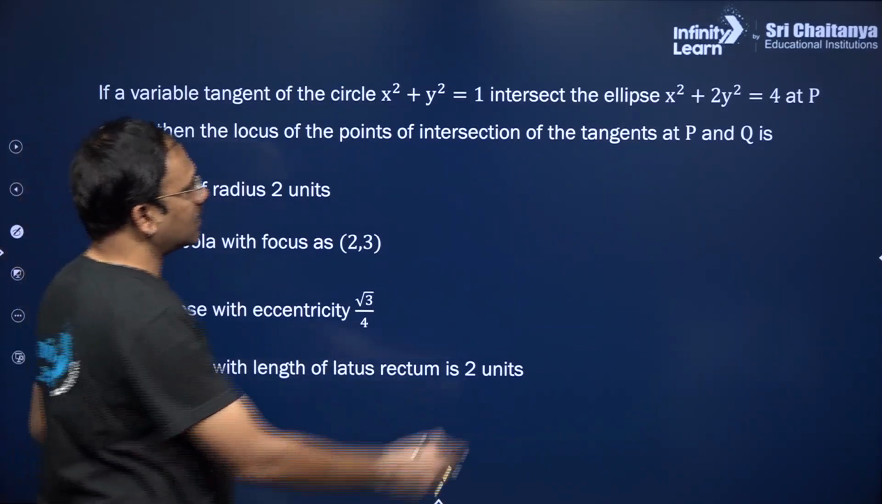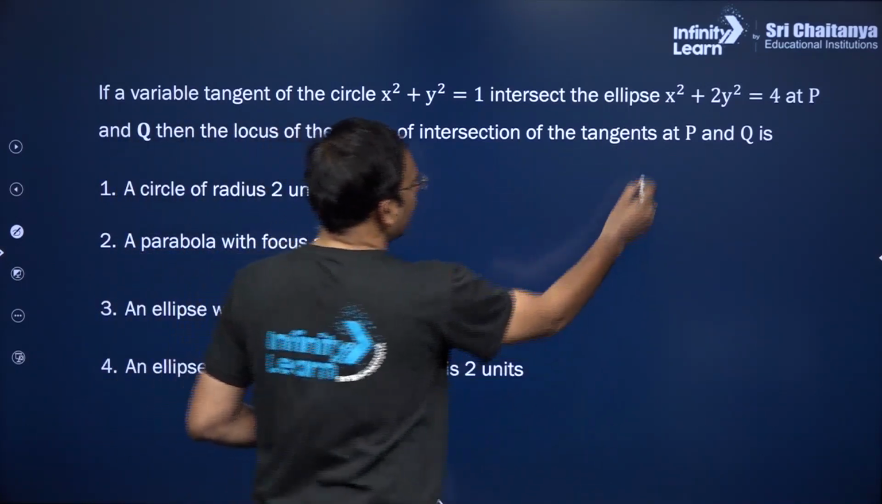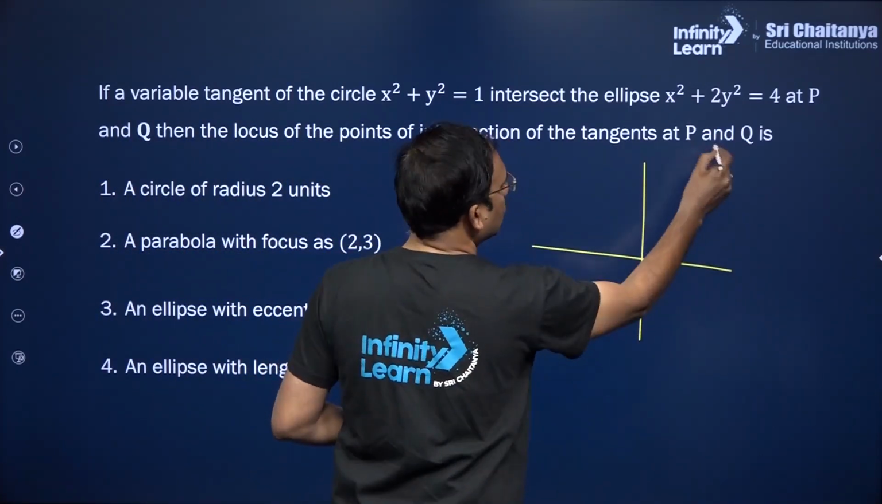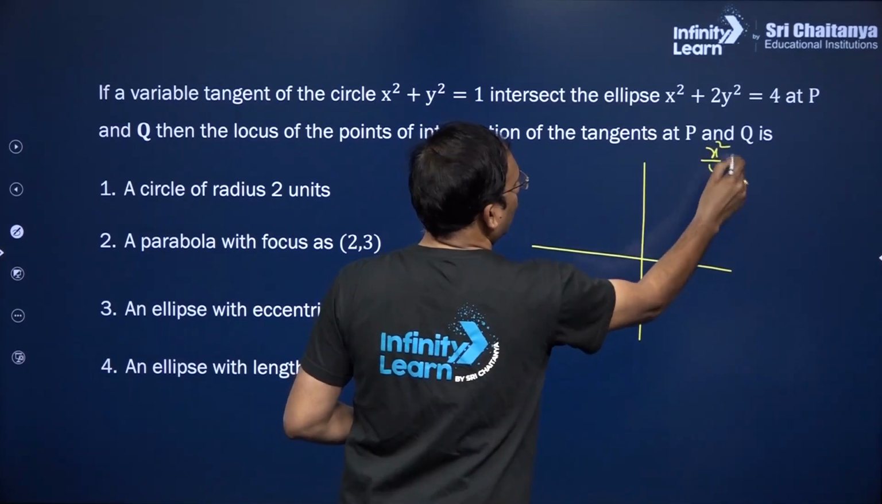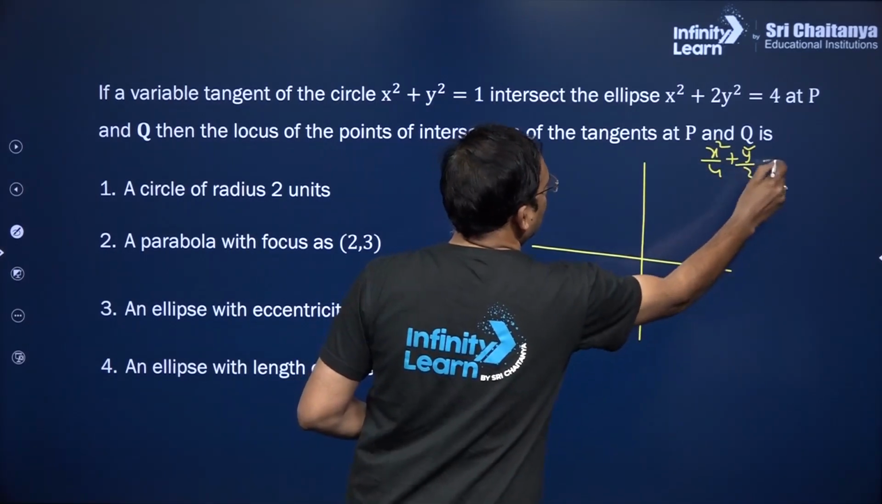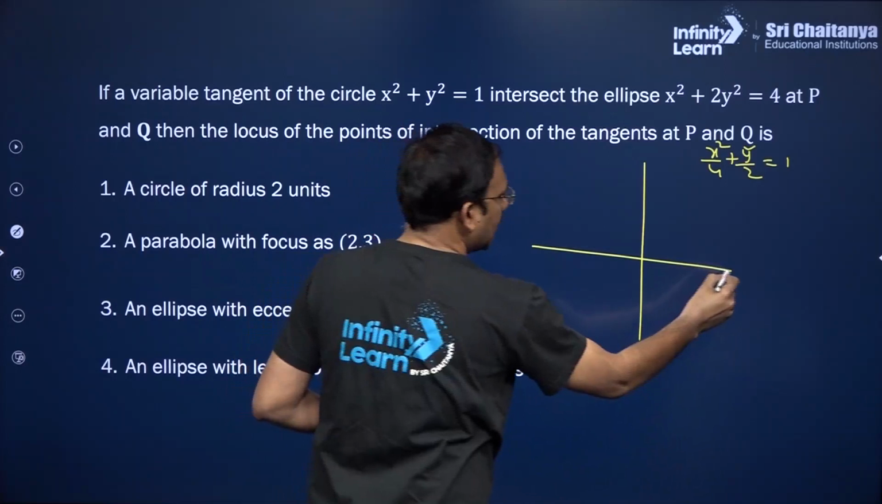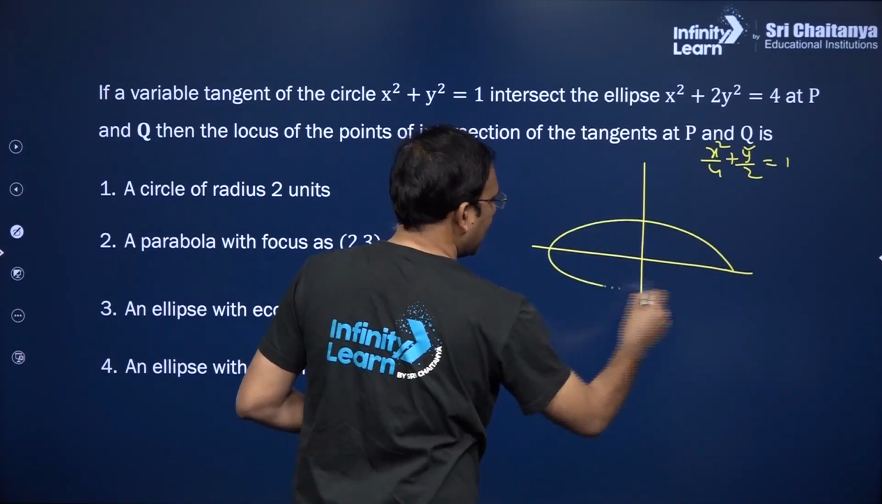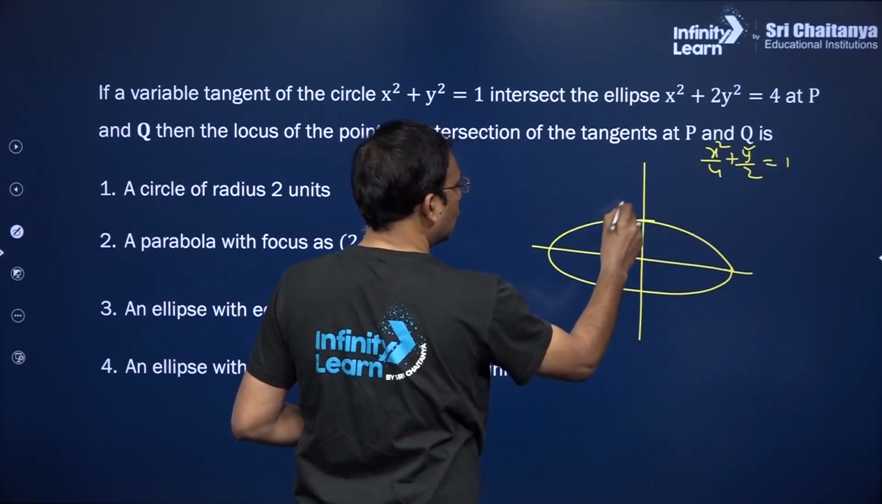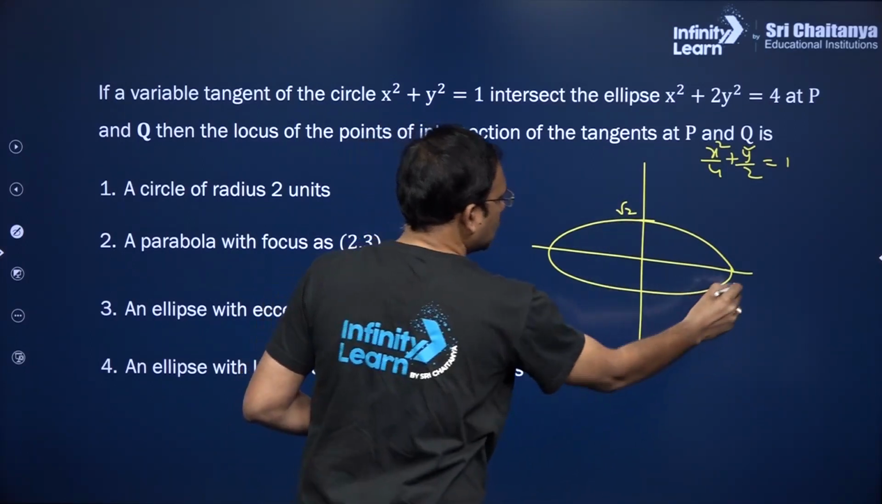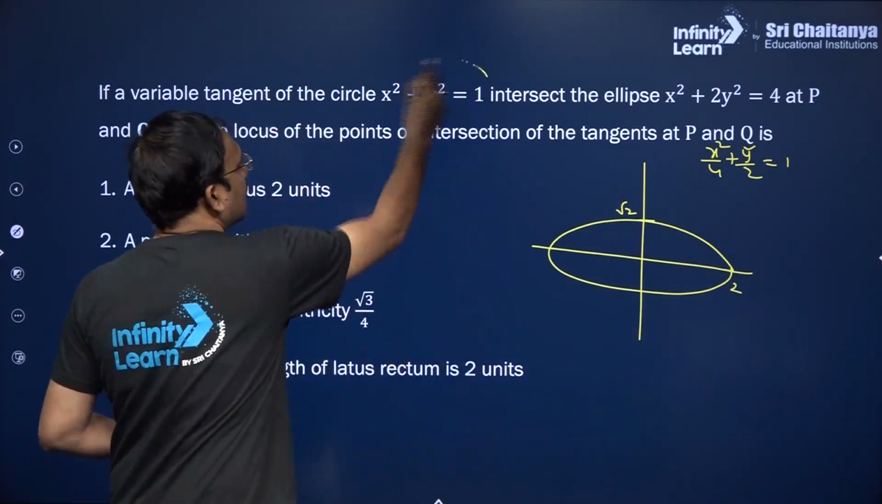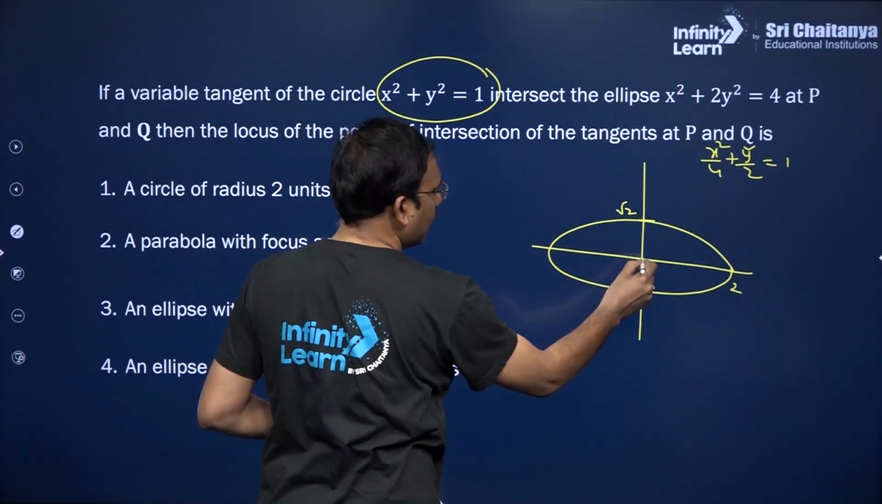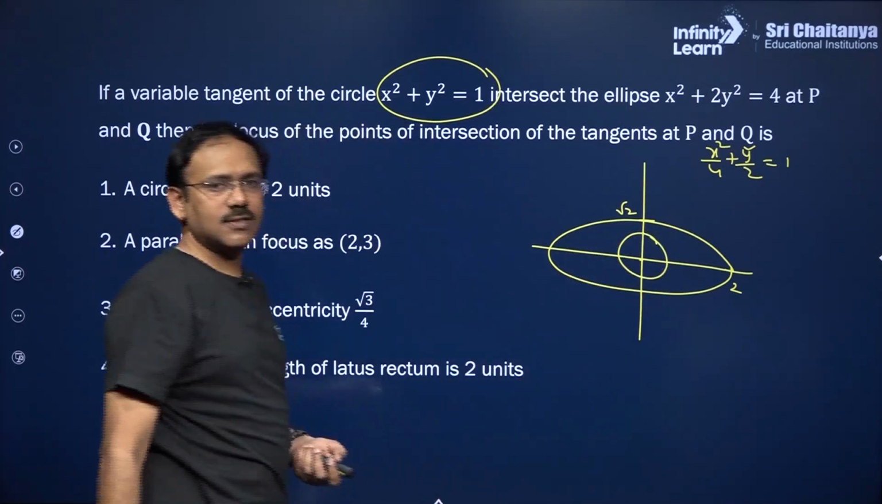Next, you see the variable tangent of the circle x square plus y square is equal to 1 intersect this particular ellipse. You see, my dear friends, this ellipse is going to be x square by 4 plus y square by 2 is equal to 1. So this ellipse has semi major axis 2, minor axis root 2, my dear friends. So this is 2. This is a circle with center 0 0, radius 1. So this circle will be like this.